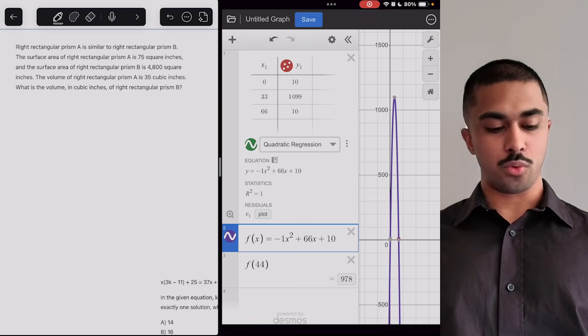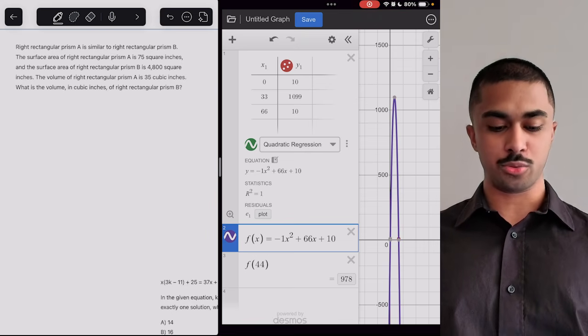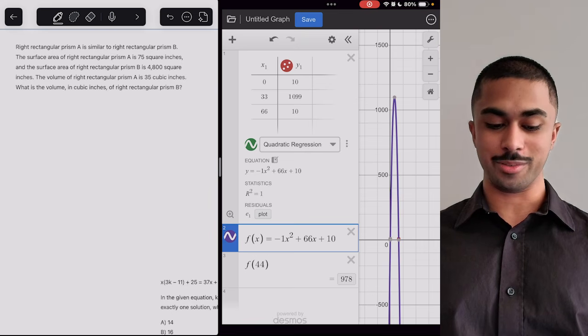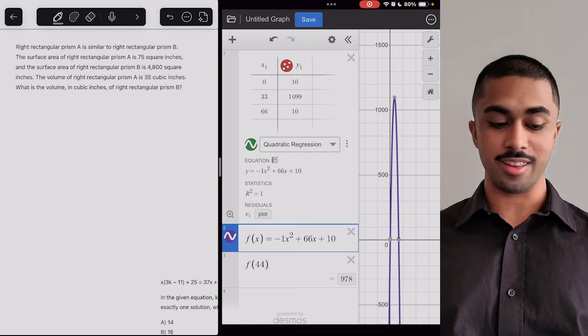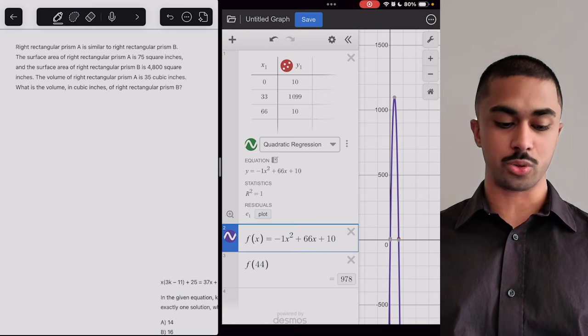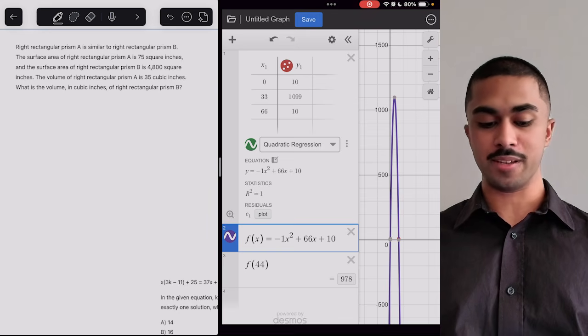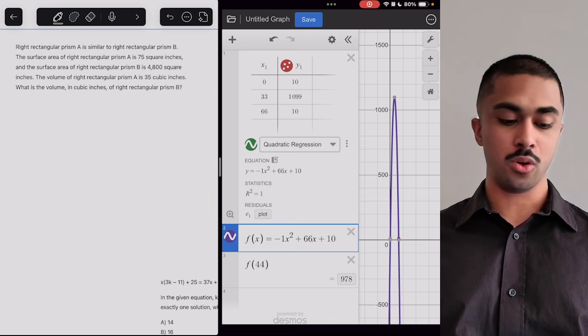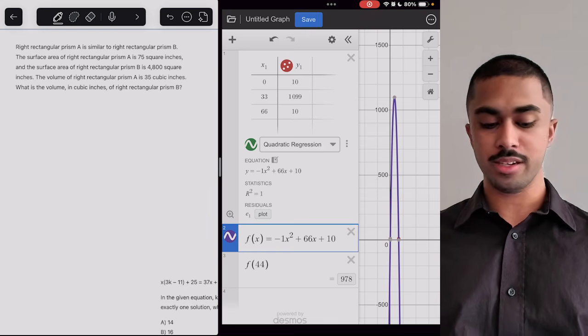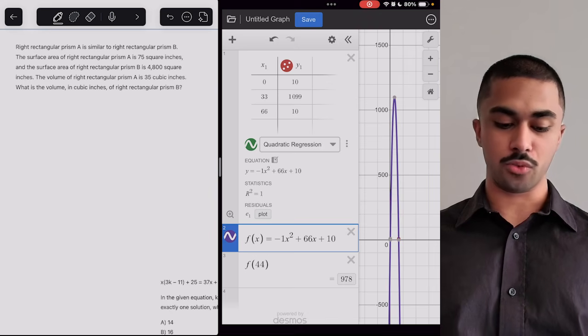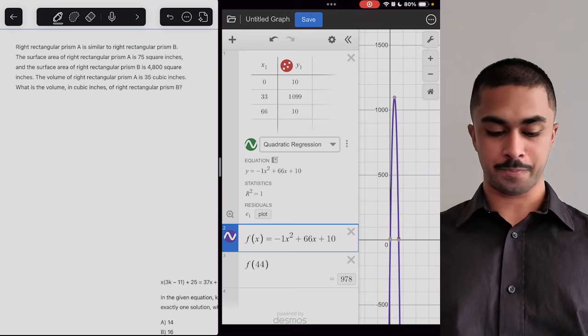Let's move on. Right rectangular prism A is similar to right rectangular prism B. The surface area of right rectangular prism A is 75 square inches, and the surface area of right rectangular prism B is 4,800 square inches. The volume of right rectangular prism A is 35 cubic inches. What is the volume in cubic inches of right rectangular prism B?